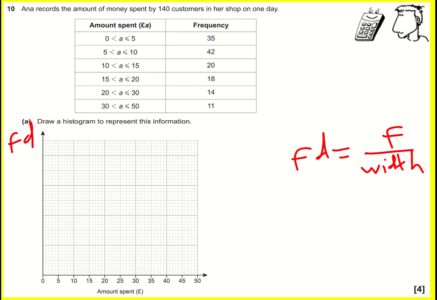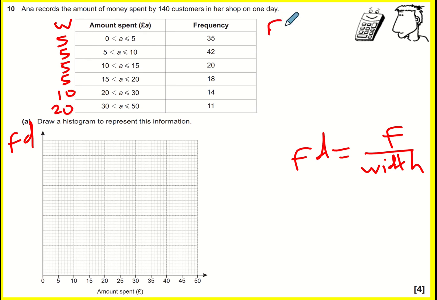So we account for the width, because otherwise you could make the width massive and get a massive frequency, but it doesn't actually make any sense. It's misleading. So to work out the frequency density, we divide. Let's first of all get the width of each bar. So this one is 5, 0 to 5. This one's 5, this one's 5, this one's 5, but this one's 10, and then this one's 20.